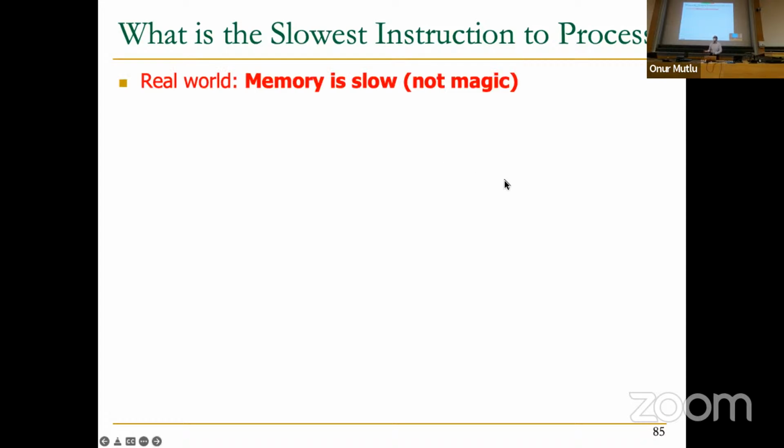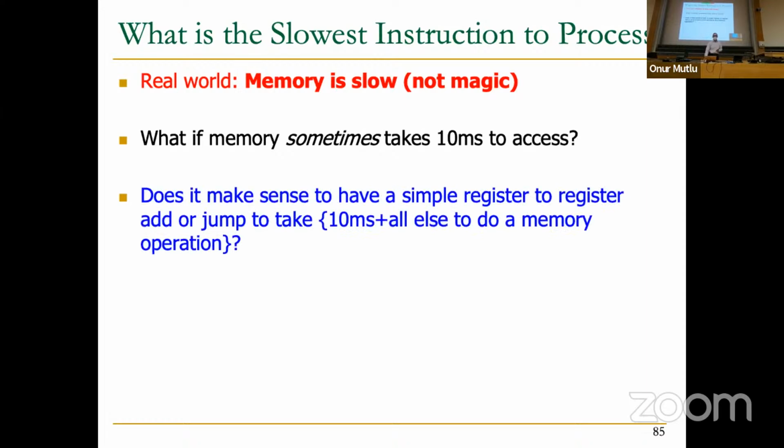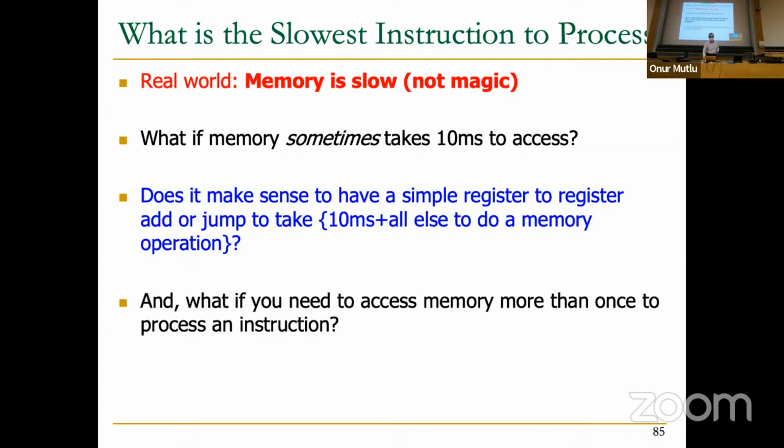Why? Because memory is not magic. We've kind of assumed memory takes 200 picoseconds. In real life, as we discussed earlier, it sometimes takes nanoseconds, and potentially, if you're going to disk, milliseconds to access memory. So in the real world, this single cycle microarchitecture is a terrible fit. Sometimes memory takes 10 milliseconds to access. Does it really make sense for a simple register add or jump to take as long as a 10 millisecond memory access plus everything else you need to do the memory operation? The answer should obviously be no.